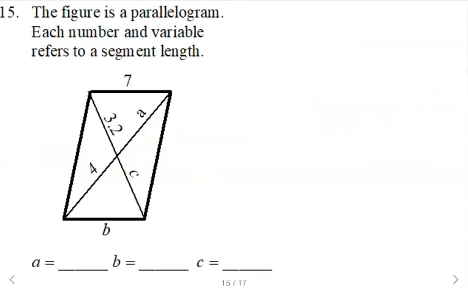All right, 15. For any parallelogram, the diagonals bisect each other, so A must be 4. Opposite sides are congruent, so B must be 7. And then this other diagonal will be bisected by the other diagonal, so C must be 3.2. So this one was just a matter of looking at it and recognizing all the values.